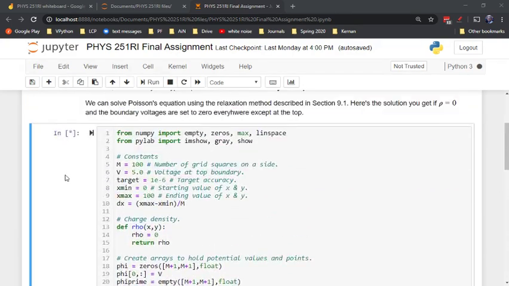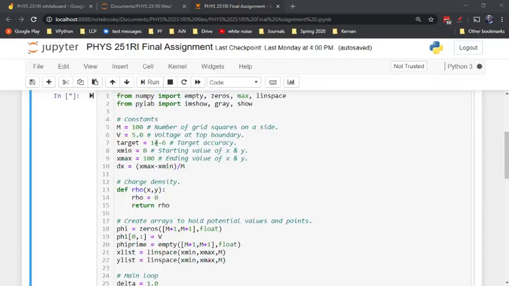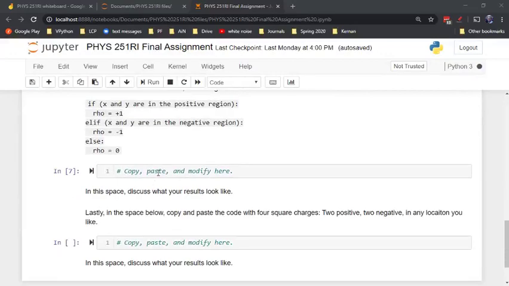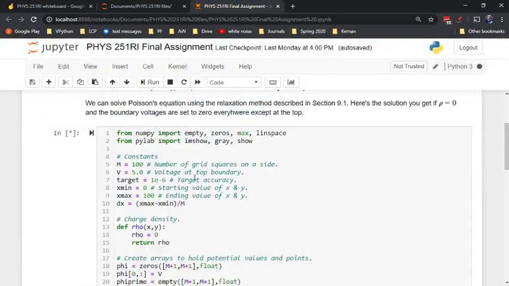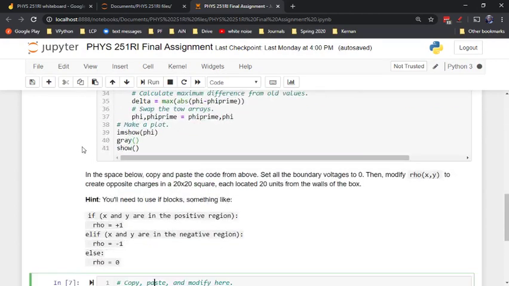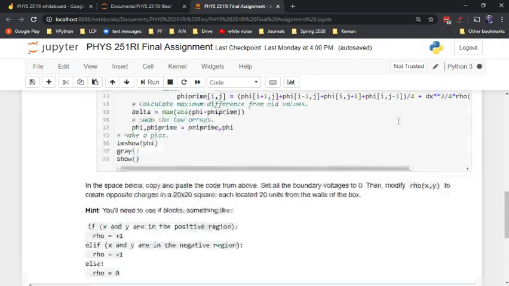But what I want you to do for this assignment, I want you to take this whole thing and copy and paste it into this space below. I want you to be able to have this as a reference. So copy and paste this below. And I want you to set it up so that there are 2 square charges inside the box. Do we have a result yet? Okay, I'm just going to leave that behind.